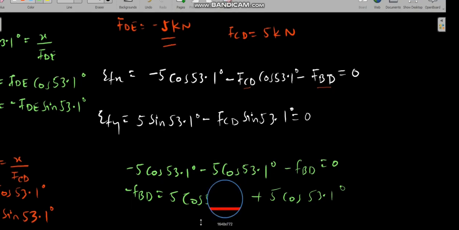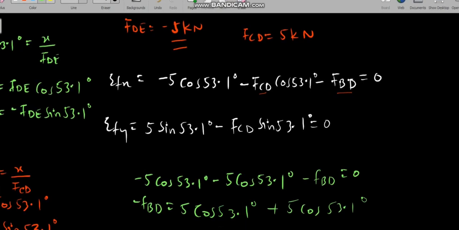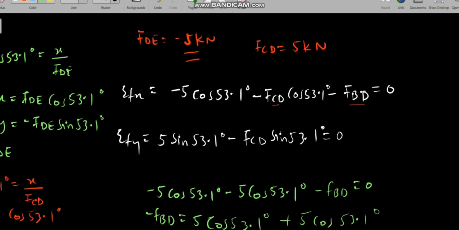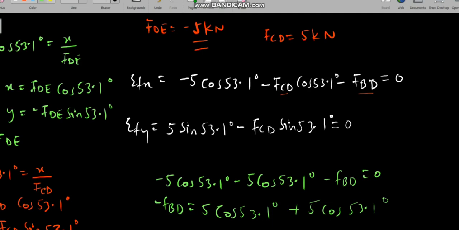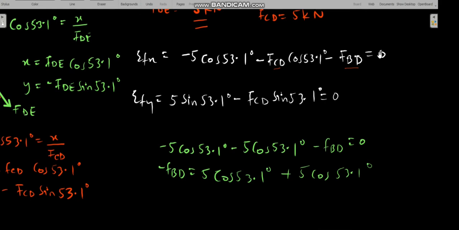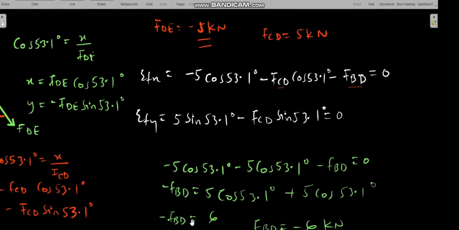So let's simplify these two. 5 cosine of 53.1 plus 5 cosine of 53.1 degrees gives me 6. So I'll get minus FBD equal to 6. I divide both sides by negative one, so then I get FBD equal to minus 6 kilonewton. So we now know that FBD equals minus 6 kilonewton. Right, so let's write down our answers.